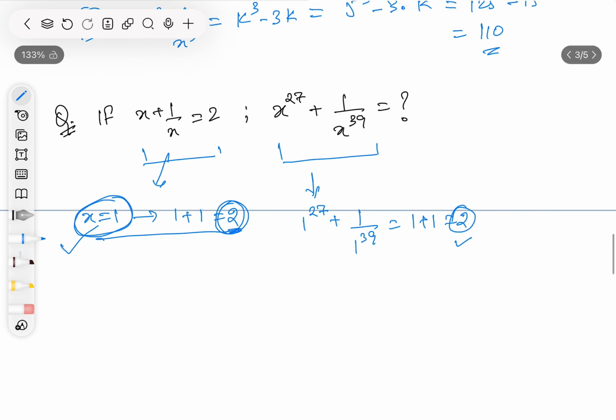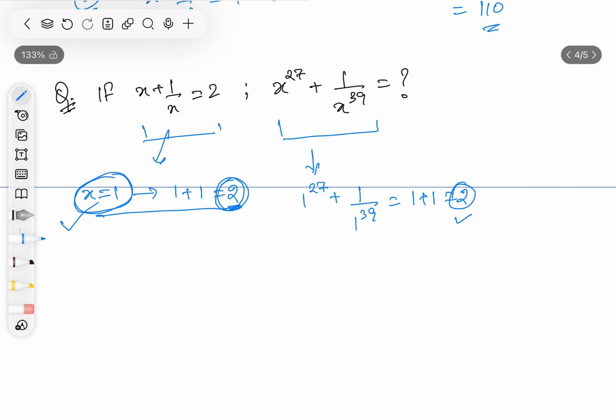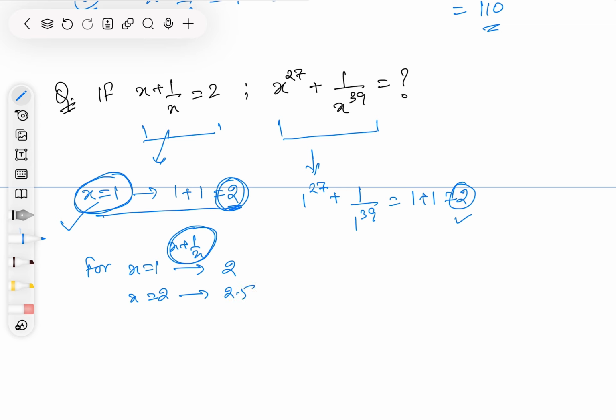If you want, you can remember the values like this. So for x equals to 1, for x plus 1 by x, you get 2. For x equals to 2, you will get 2 plus 1 by 2, so that will be 2.5. For x equals to 3, it will be 3.33. For x equals to 4, it will be 4.25. And for x equals to 5, it will be 5.2. Mostly these three values you can remember, which you will encounter more often.